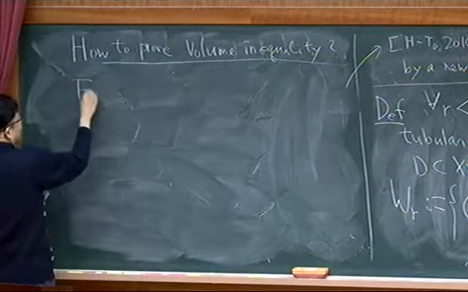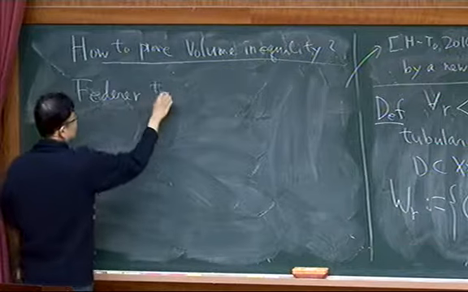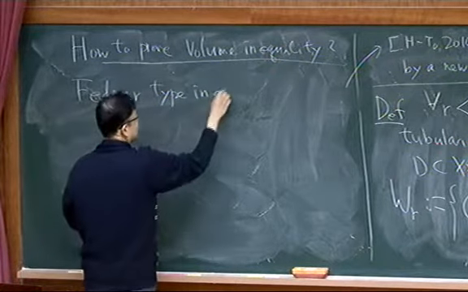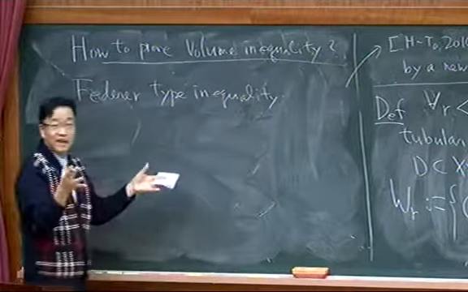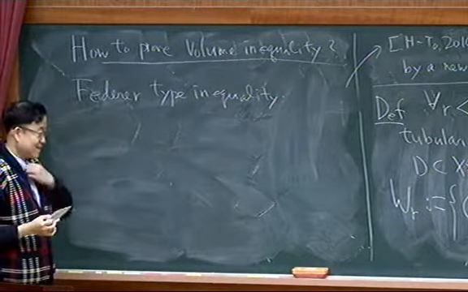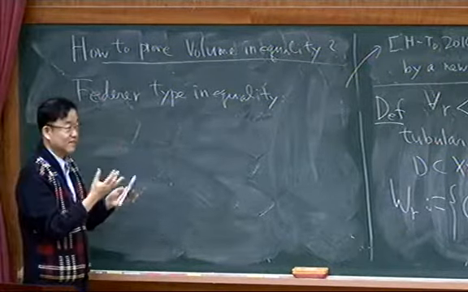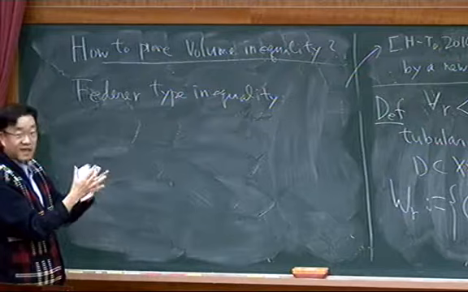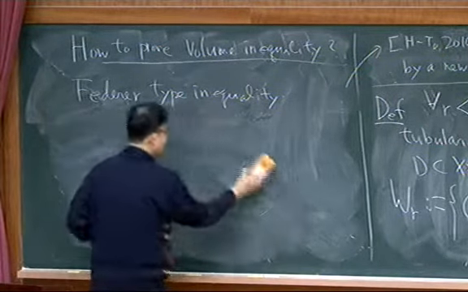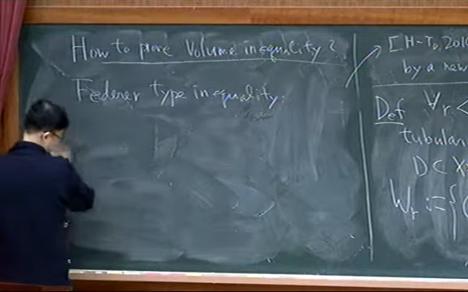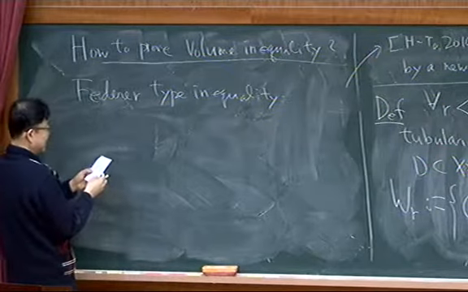So the Federer type inequality. Federer's original proof uses certain dilation of the variety, and that's more tricky in a sense. Especially if the metric is not flat, then it's more tricky. But there's a simpler way of doing it, realized by Lazarsfeld and so on.